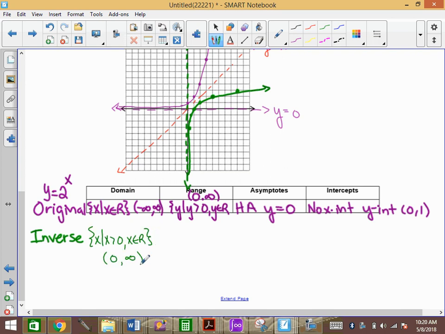What did I tell you about inverses? The domain of the original is the range of the inverse, and the range of the original is the domain of the inverse. Look at this, x is greater than 0, y is greater than 0. They're inverses of each other. So the domain is x ∈ R of the purple, so the range is going to be y ∈ R.